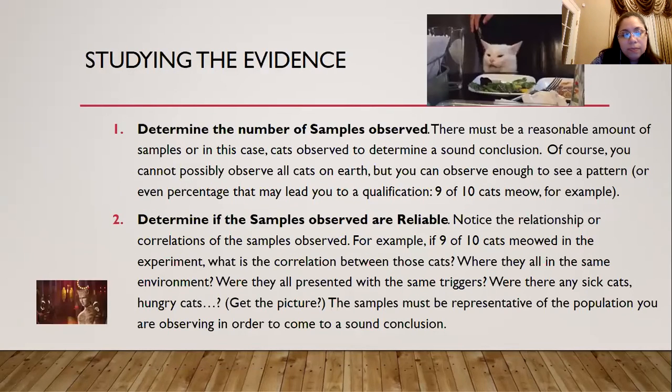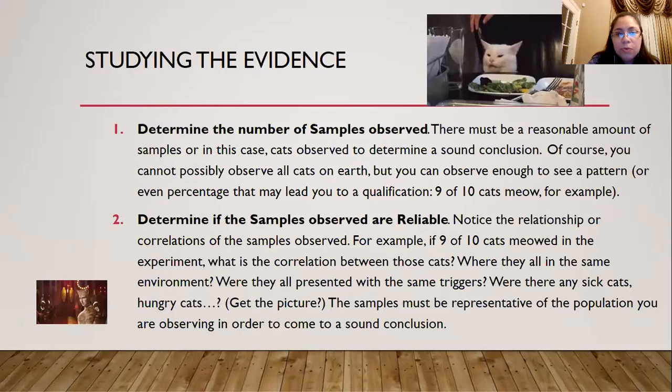All right, so when you study the evidence, I'm going to move myself over here so you can see my little cat there. Is that cat really representative of all cats? Apparently this cat talks. Anyway, determine the number of samples observed. There must be a reasonable amount of samples. Samples, I mean like cats or whatever it is that you're claiming.